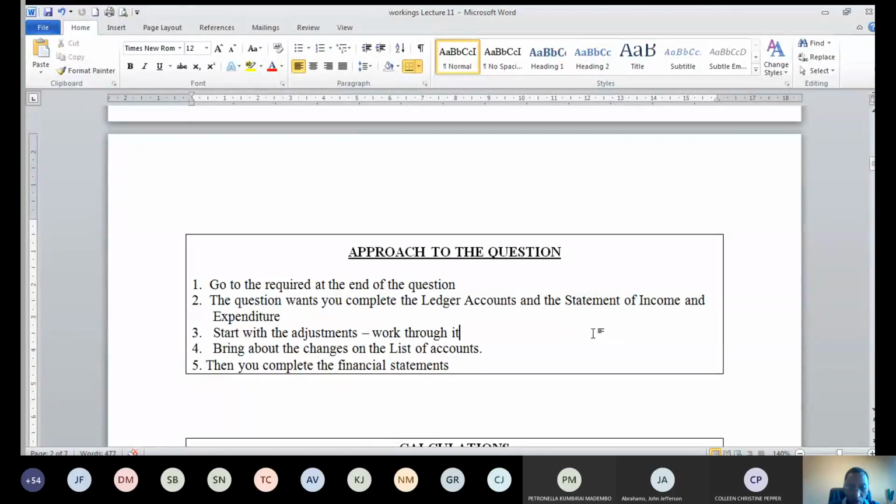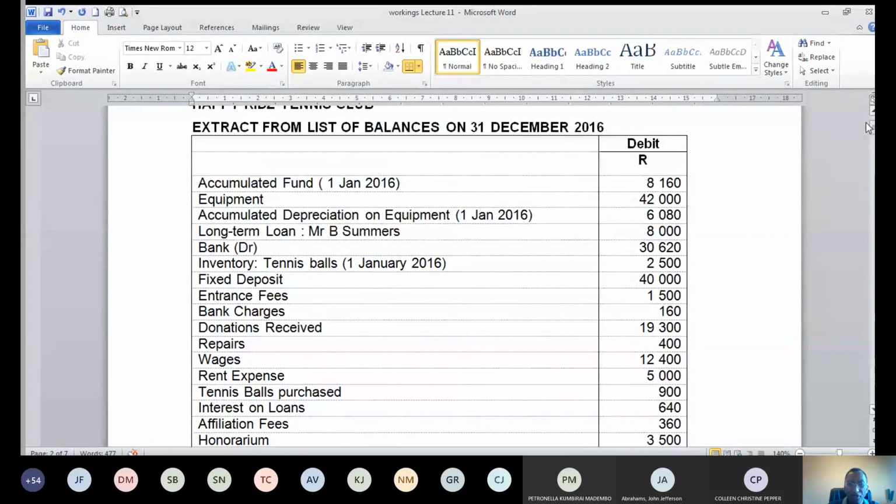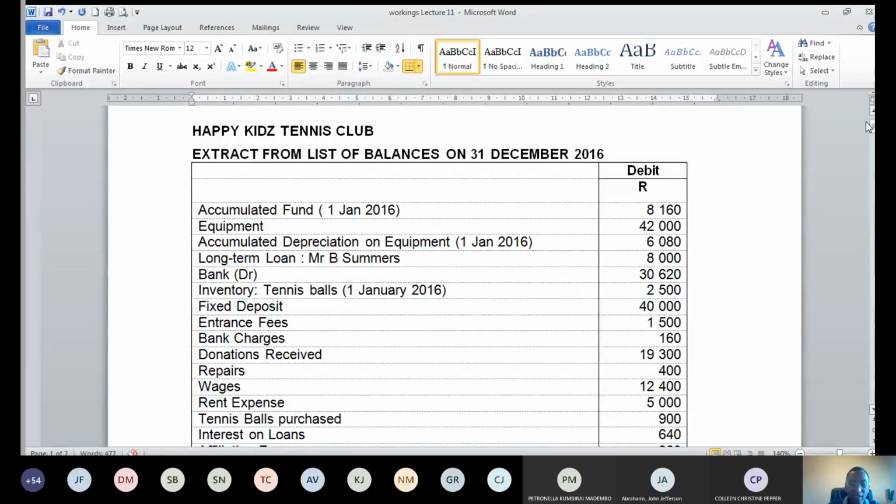So our approach will be the following. We're going to take a look at our adjustments. We're going to work through the adjustments. We're going to bring about the changes on our list of accounts. And from that information, we are now going to complete our financial statements. Right. So the question has given you a list of accounts there. The Happy Kids Tennis Club, they give you a list of balances on the 31st of December 2016.